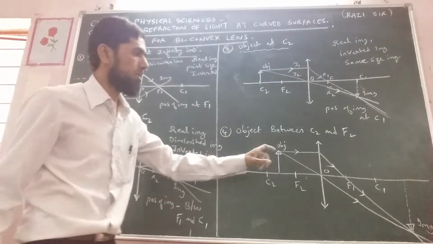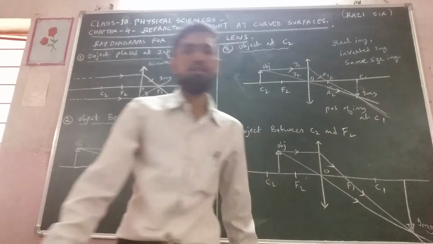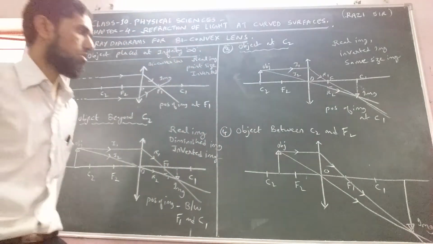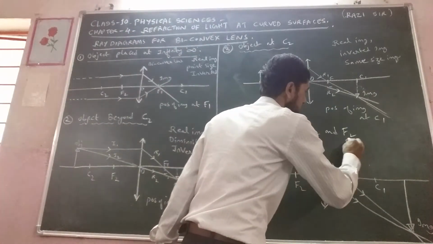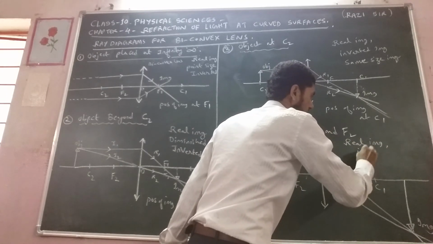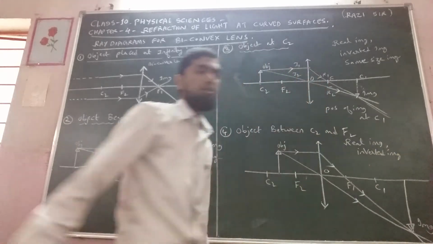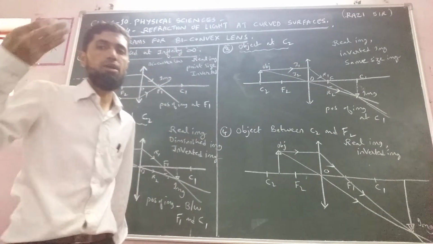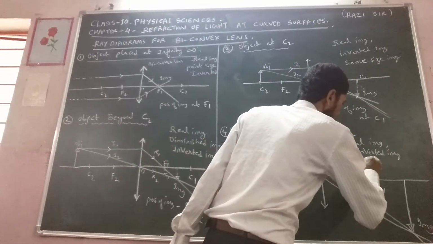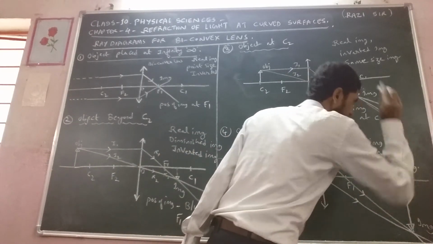Compare the size of the object and the image. Here we have image size greater than the object size. So what is the characteristic? It is a real image, inverted image, and how is the size? It is very big. It is an enlarged image.